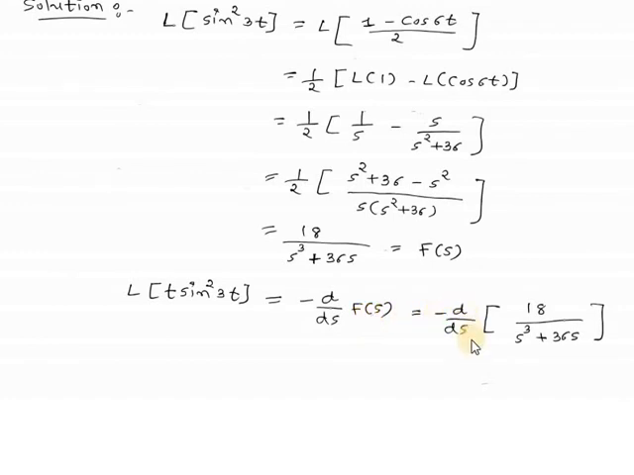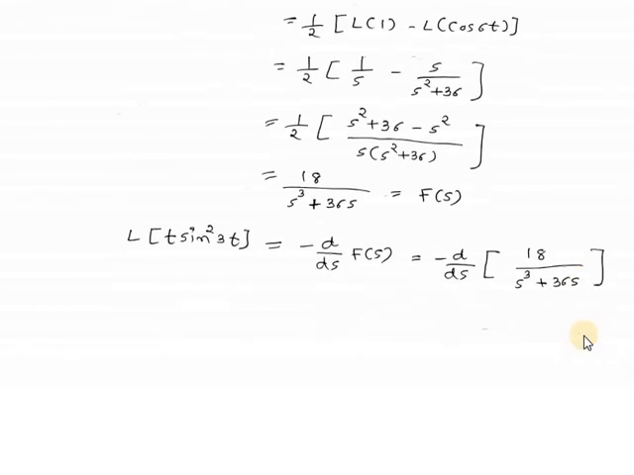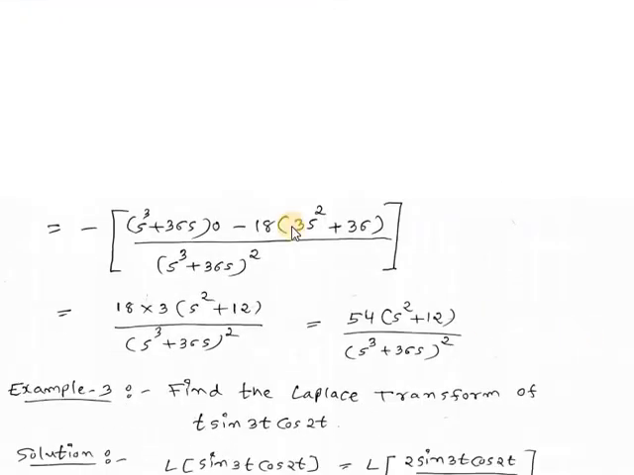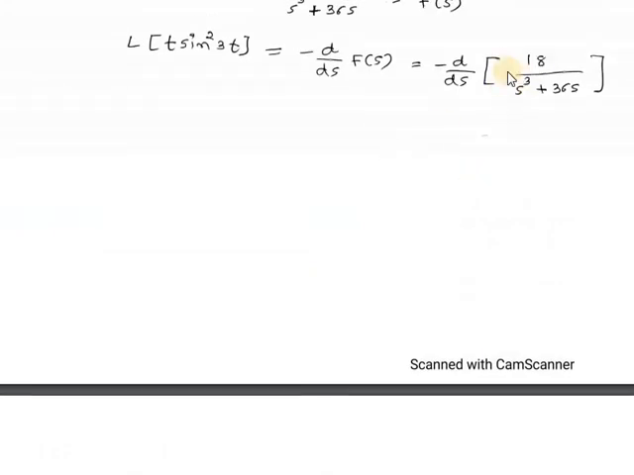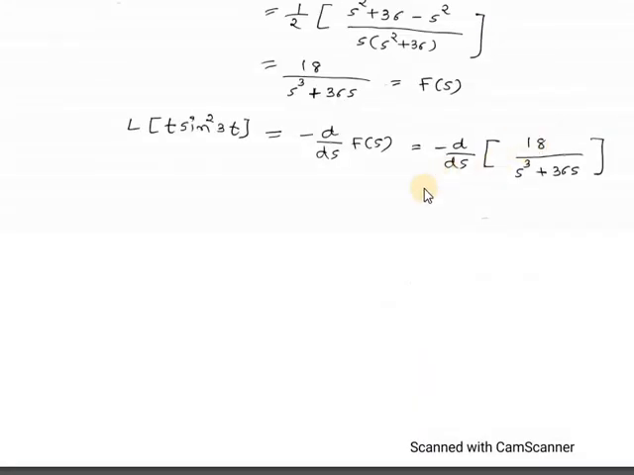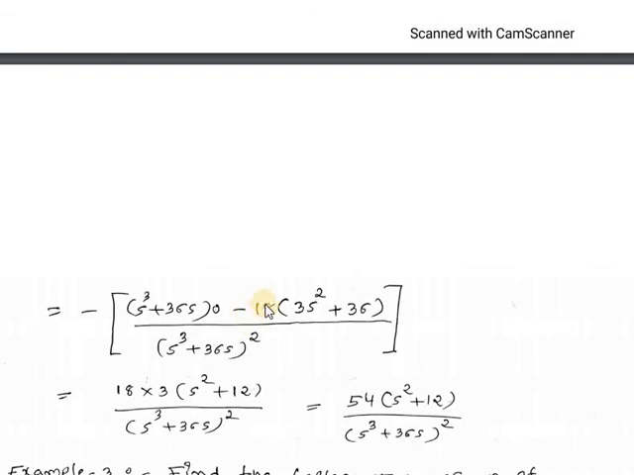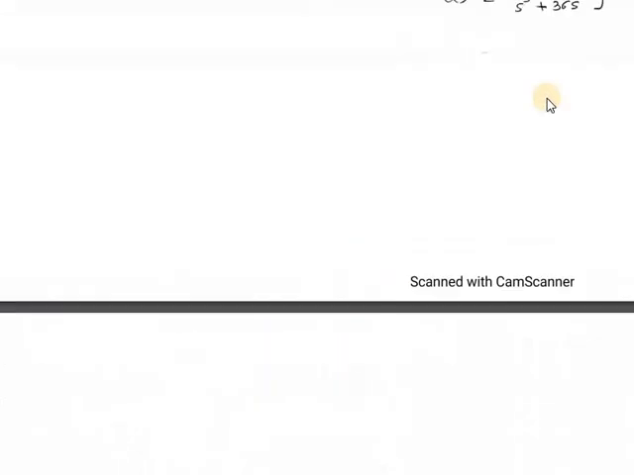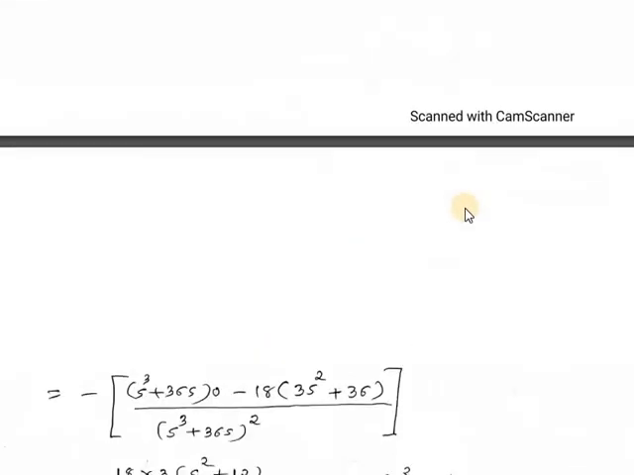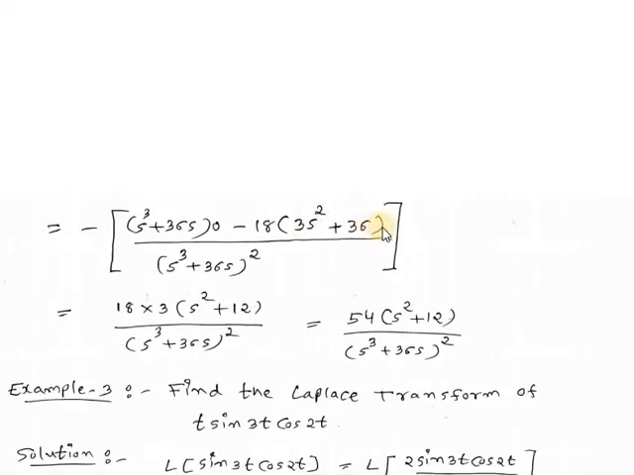So this will be minus d by ds of f of s, and f of s is 18 divided by s cube plus 36s. So here, using the u by v rule, denominator square, denominator constant, derivative of numerator is 18. So derivative of 18 with respect to s will be 0. Then minus 18 constant, numerator constant, and derivative of denominator, so it will be 3s square plus 36.